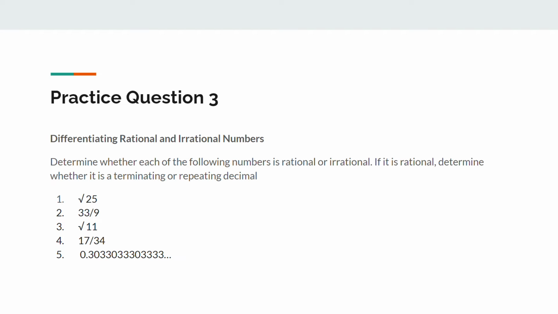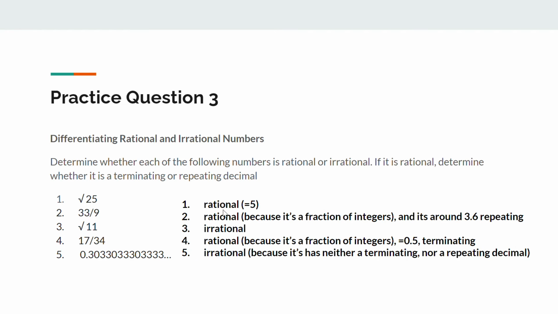Alright, so here are the answers. The first one is rational, because when you simplify it, you get 5. And the second one, 33 over 9, is rational because it's a fraction of integers. You have an integer 33 on top, and an integer 9 on the bottom. If you calculate it, you get 3.6, where the 6 is repeating. So it's a repeating decimal.